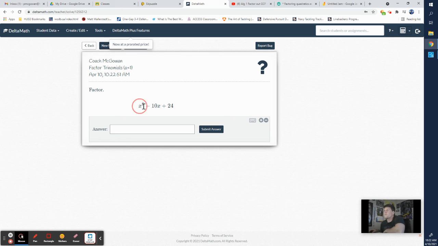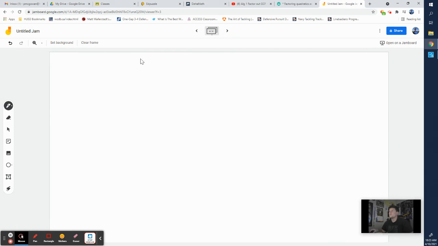Here's the third type of trinomials we're going to see. We saw where it was both positive and positive. We saw where it was both negative and negative. Now you're going to see where it's negative in the middle and now positive out there at the end. So I have x squared minus 10x plus 24. So 24 on top, negative 10 on the bottom.